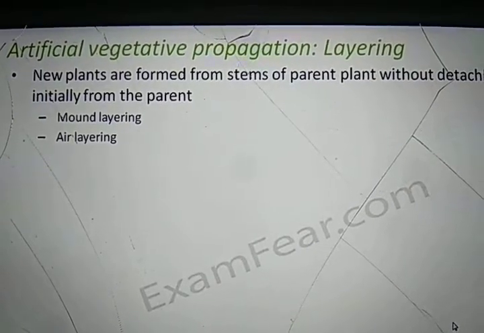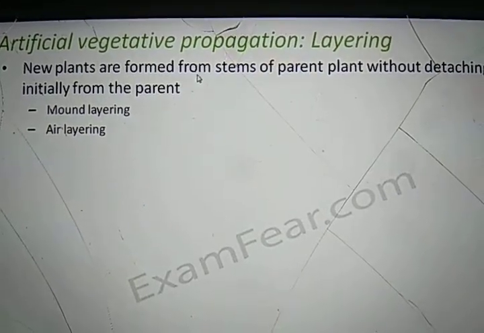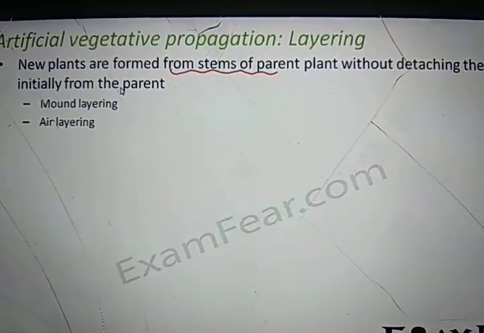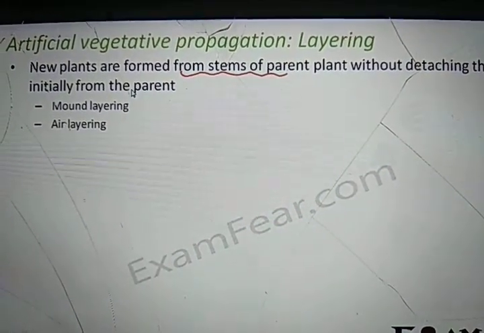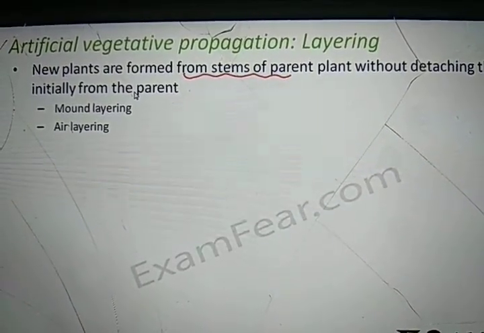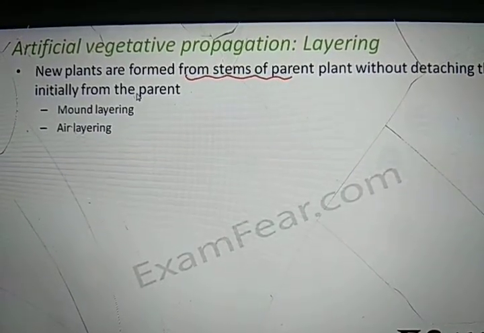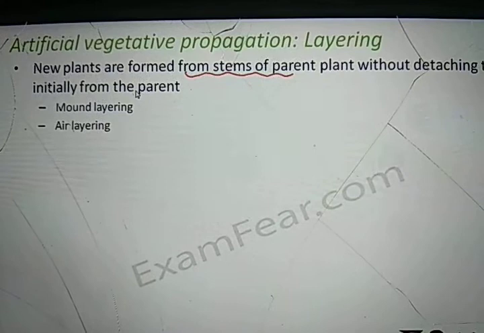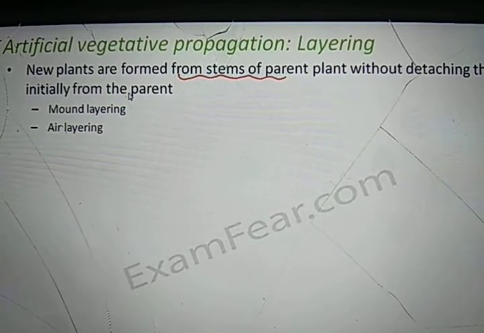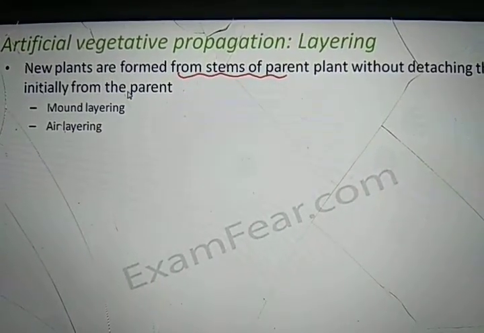Now the second method of artificial vegetative propagation is layering. So what is layering? Here, new plants are formed from the stem of the parent plant without detaching them initially from the parent, like how you do in cutting. We cut a part of the plant from the parent plant and put it into soil, where we get a new plant. But in this case, we help in producing new plants from the stem, but we do not separate it. So let's see how to do it.